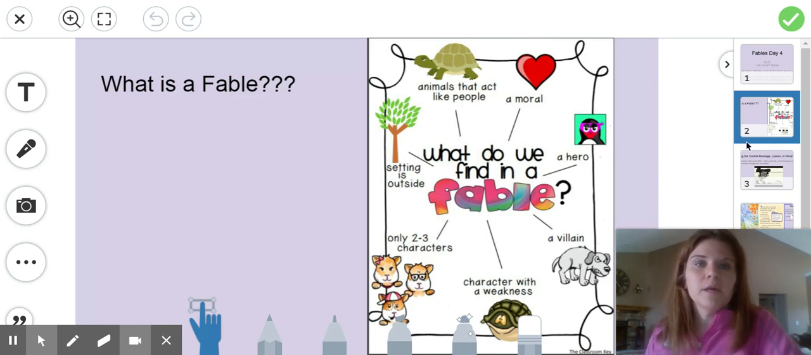of the story. Usually there's a villain in the story, so the villain is the bad guy, and usually that character also contributes to the moral of the story. There's a hero who helps solve the problem, and then fables always teach us a lesson, and we call that lesson the moral of the story, and that usually comes at the end of the fable.